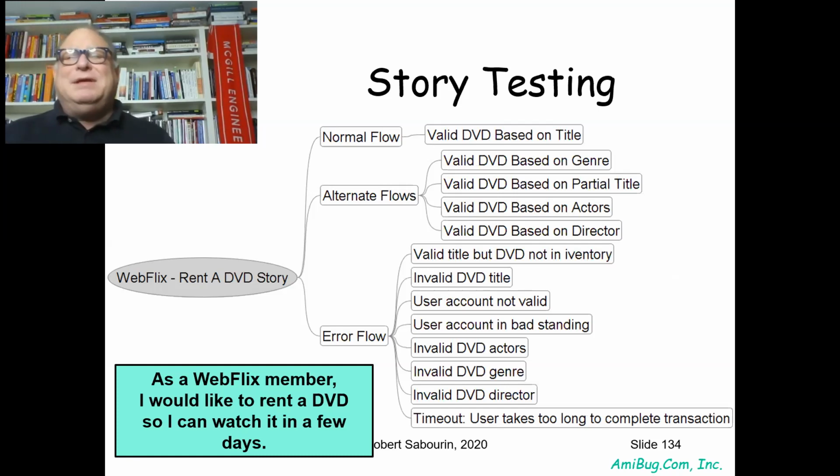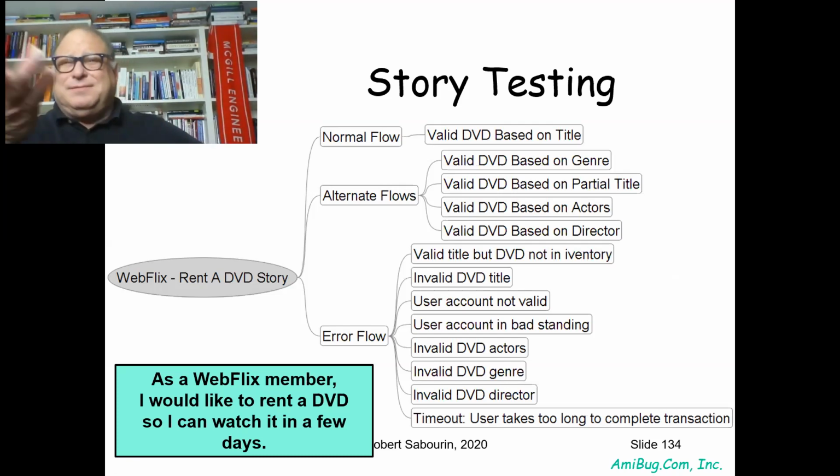An alternate flow might be, well, okay, we try to rent a valid DVD, but it's based instead on genre, or based on a partial match of a title, or based on the actors, or based on the director. All of these flows, by the way, dramatically change the complexity of the story. If you, for example, need to rent by genre, then you need to have something in your database that shows the relationship between movies and genre, or you need to have access to a service outside like IMDb online services to basically share that information. The complexity of implementing and testing a story changes dramatically with the alternate flows.